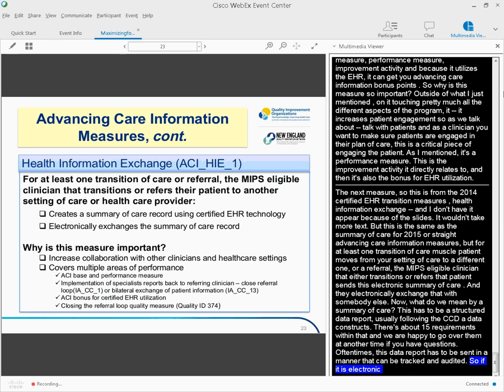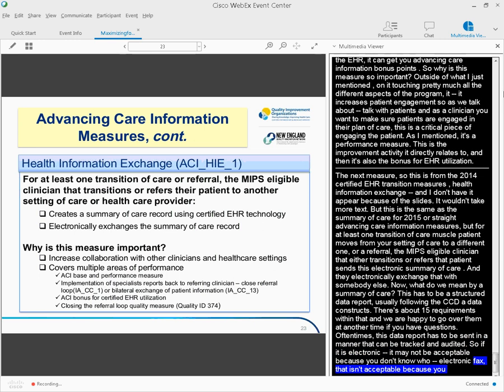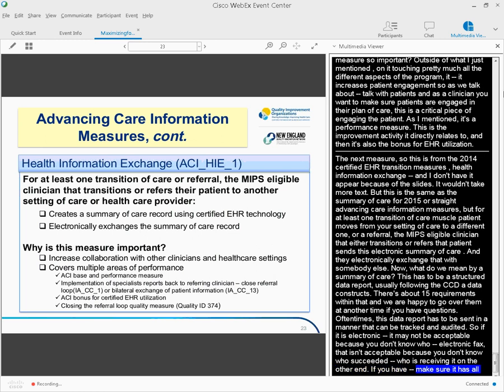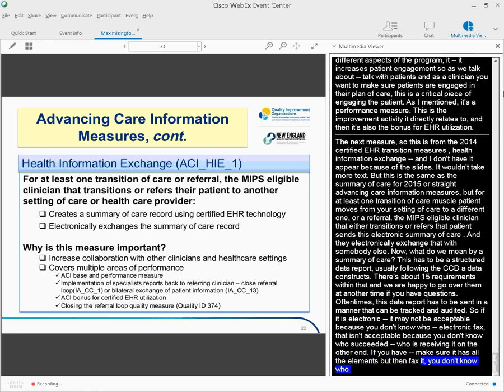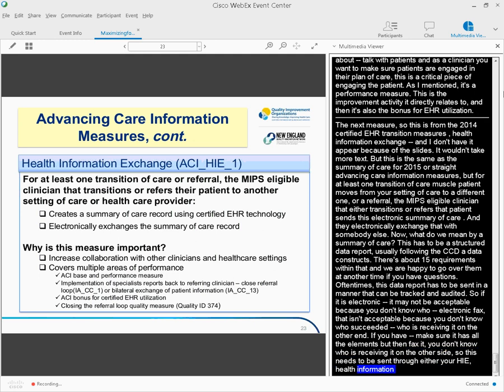So while you might say, okay, well, I can generate this report, it has all the required elements, and then I just e-fax it over to whomever, you really don't know who's receiving it on that e-fax receiving side. So this needs to be sent through either your HIE, your Health Information Exchange. If you have some sort of direct messaging capability, often that's through an HIE, or some EHRs are set up to automatically send those documents. It needs to be sent in a structured manner.